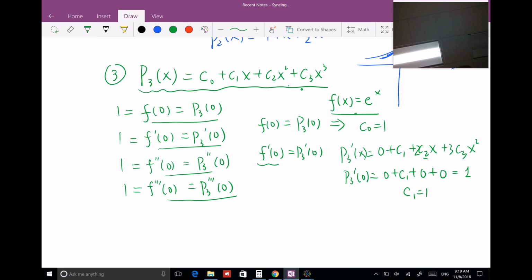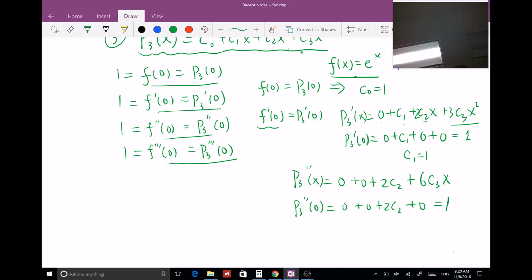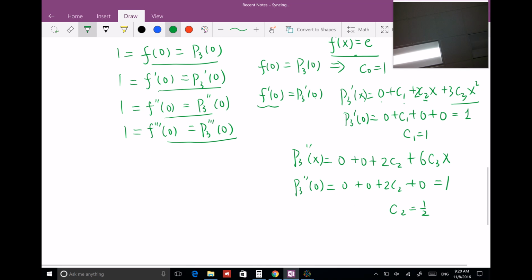Alright, in the same way you can solve for c2. Let's take the second derivative. The second derivative of P3: derivative of 0 is 0, derivative of c1 is 0, derivative of 2c2x is 2c2, and the second derivative of c3x cubed is going to be 6c3x. Now plug 0 in: 0 plus 0 plus 2c2 plus 0 equals 1, because this always equals 1 here. So you get c2 equals 1/2. In the same way, you can solve c3. Can anyone tell me what you got for c3?